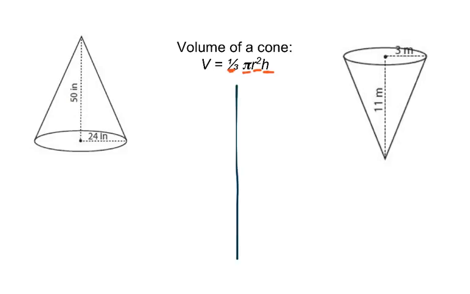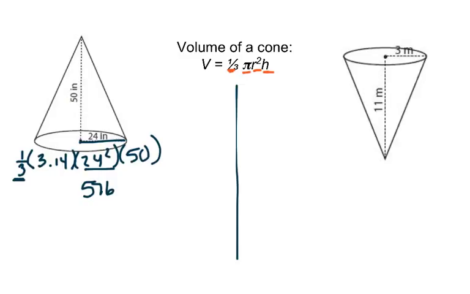The cone has a radius of 24 and a height of 50. So let's just plug it in. 1/3 times 3.14 times 24 squared times 50. Now we're just going to go about this pretty much the same way. The only difference is I'm going to leave the divide by 3 or the multiply by 1/3 for the very end. So I'm going to square first. 24 squared is 576, and then I'm going to drop everything else down.